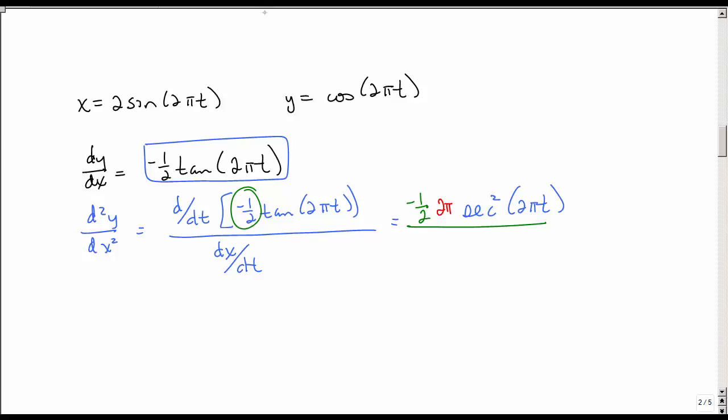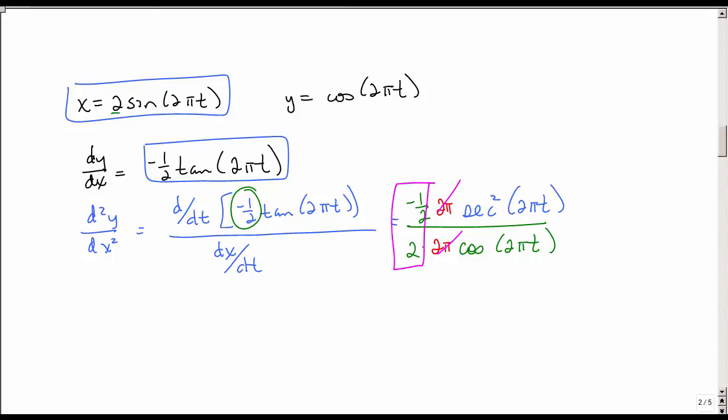Divided by, now it's not on my screen, but I believe we've already taken the derivative of x with respect to t. What was it? It had that 2 pi in it, had the 2, and then the derivative of sine, of course, is cosine. So again, we can reduce that out. We can kind of get that together. That's going to be negative 1/4, because that 2 and that 2 is going to end up in the denominator. And then we can just leave it like that if you wanted to.